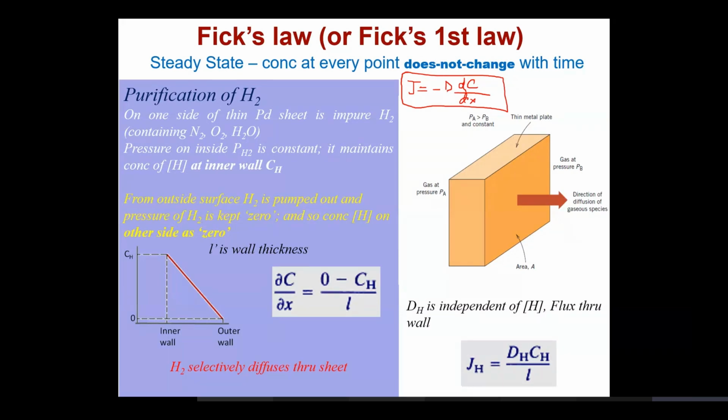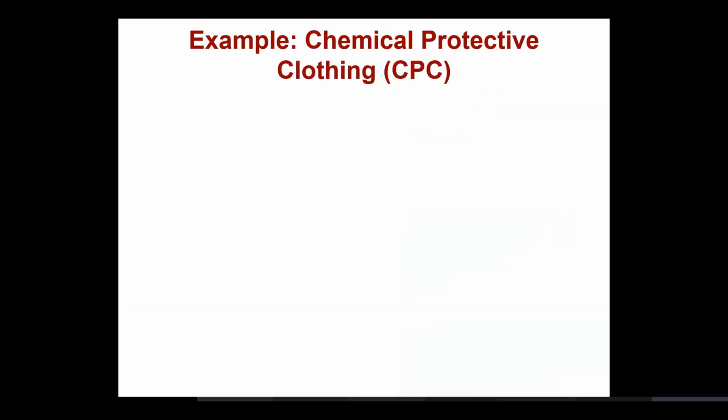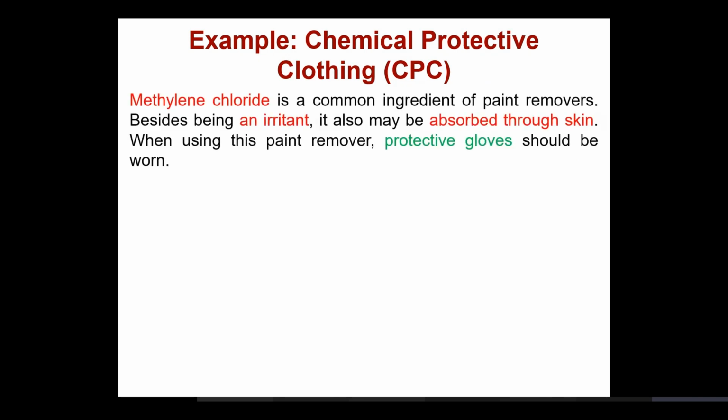All right, now we'll try to look at an example that involves the calculation based on Fick's first law. The example first gives a statement that methylene chloride is a chemical which is an ingredient in paint removers. Although it's an irritant, it may also be absorbed through the skin.